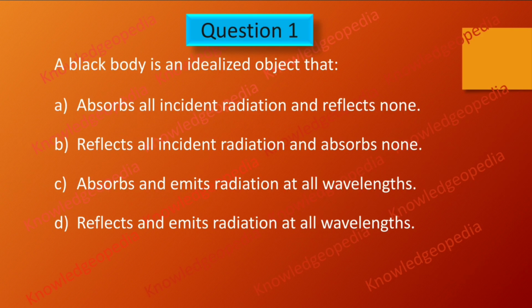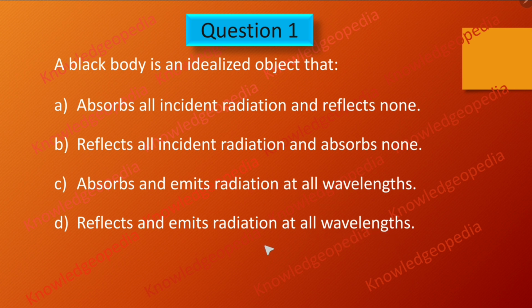So this is the first question in front of you. A black body is an idealized object that: A. absorbs all incident radiation and reflects none. B. Reflects all incident radiation and absorbs none. C. Absorbs and emits radiation at all wavelengths. And D. reflects and emits radiation at all wavelengths.